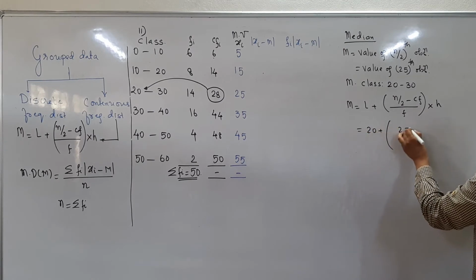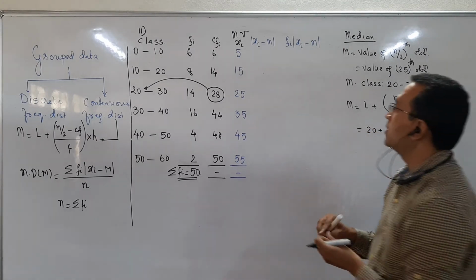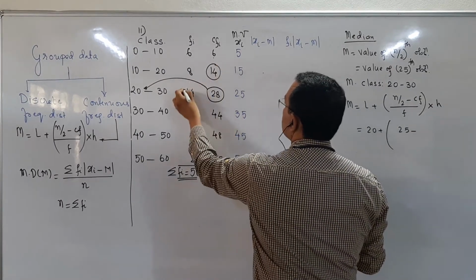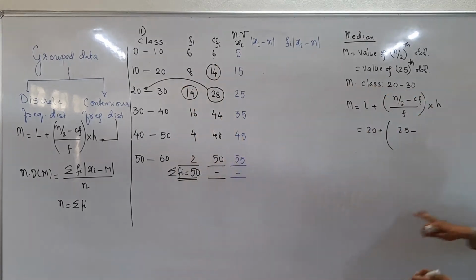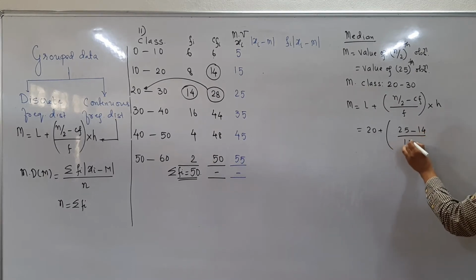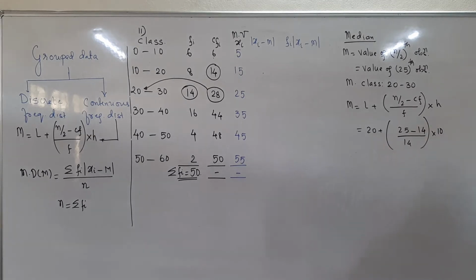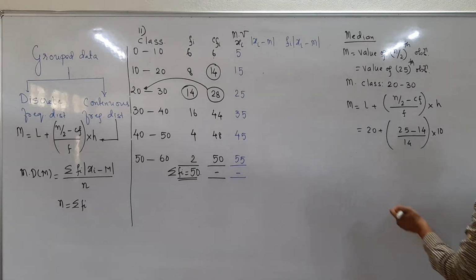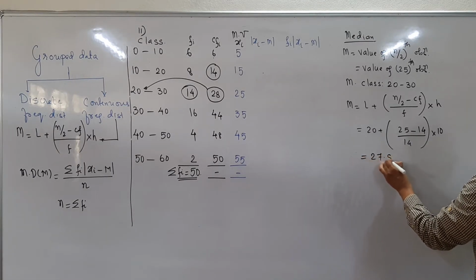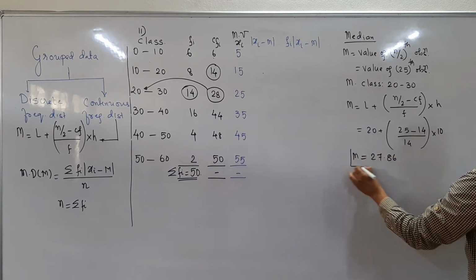N by 2 is 25. For CF, we have to see the class above. So this will be CF and this will be f. f is the frequency of the median class. h is the class length, the gap between two mid values. So always remember, class length is the gap between two mid values. And this comes out to be, students, 27.86.